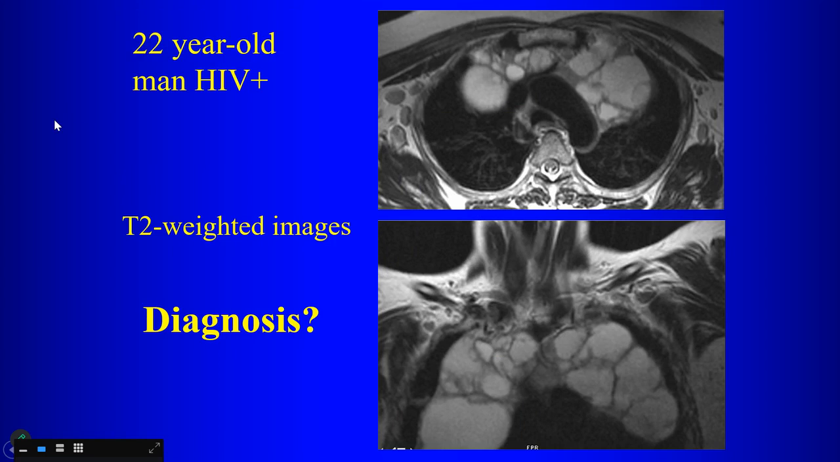Okay. 22-year-old man, HIV positive. These are T2 weighted MR images. What's abnormal? Cystic lesions in the anterior mediastinum. Yeah, cystic lesions in the anterior mediastinum. So what organ do you think they're in? Thymus. What is this called?